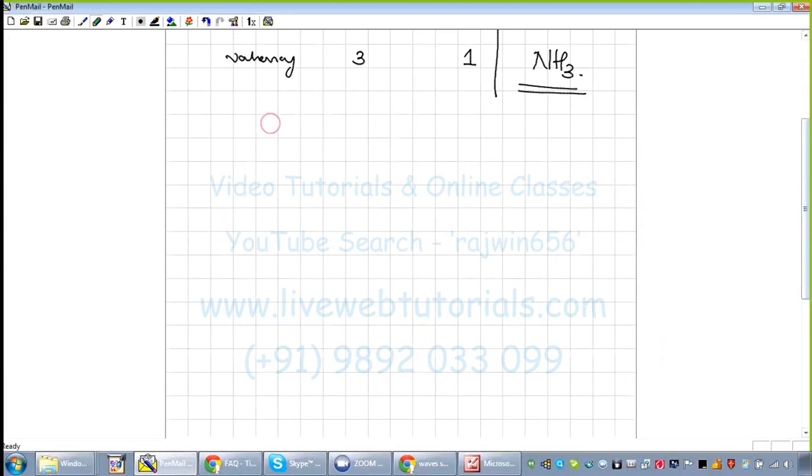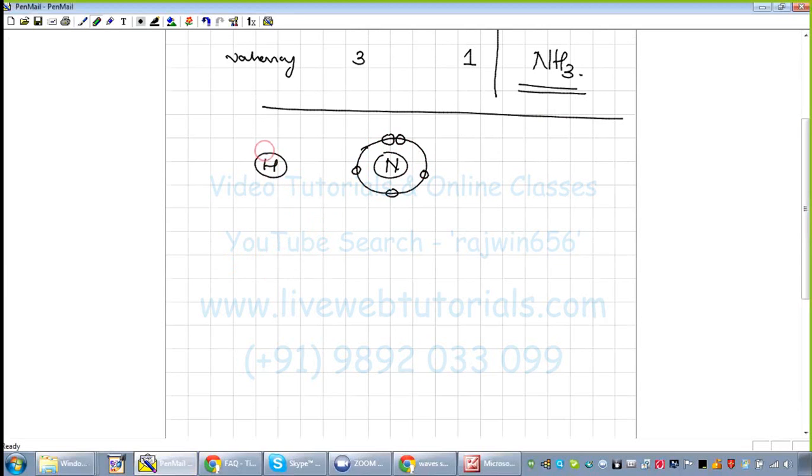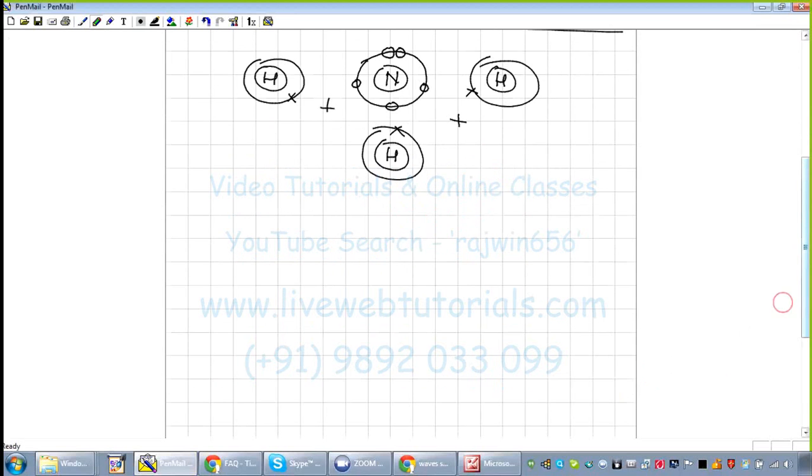So first I'm going to draw a single nitrogen atom. I'm just showing the outermost orbit electrons. I'm going to show one pair of electrons over here like this. The other electrons will be shown this way. There are 3 hydrogen atoms that are combining together with a single nitrogen atom. These all will combine together.